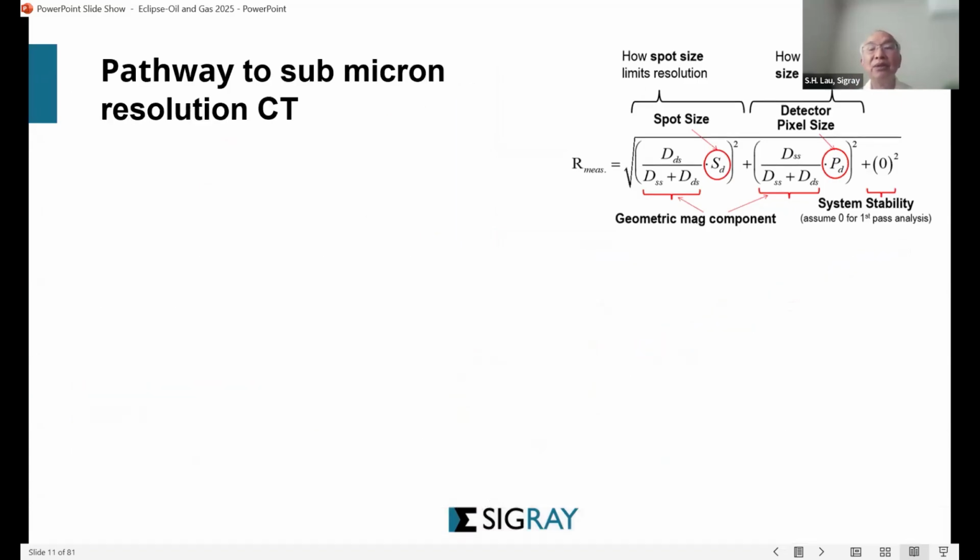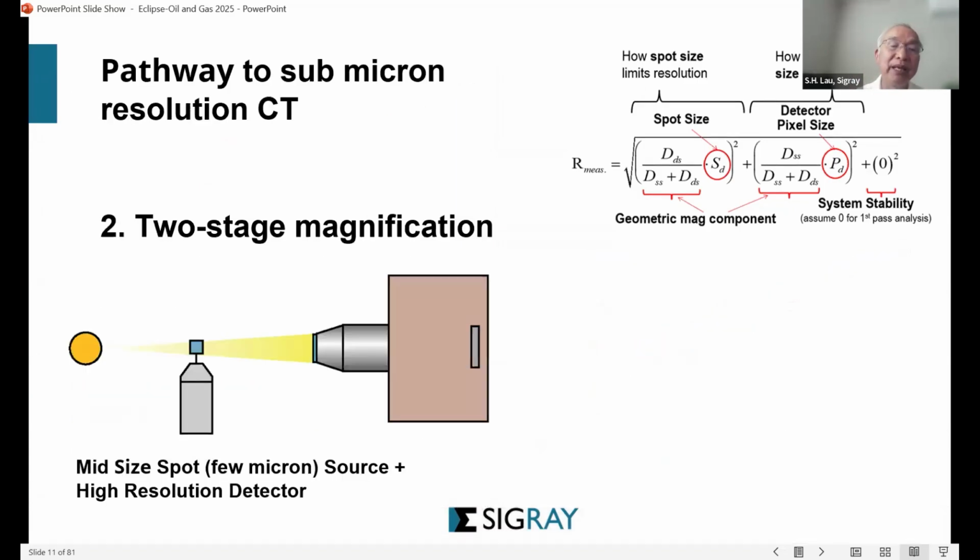So let's take a look at the second way you can have a submicron spatial resolution, using another technique: using an optical microscope lens in front of your detector. This is what you call a two-stage magnification system. And this is the technique that we borrowed from the synchrotron when we started X-Radio, and now our product is acquired by Carl Zeiss, and they call it Versa and so on.